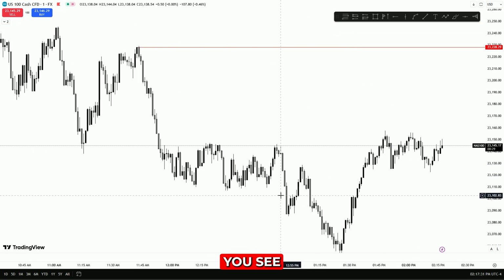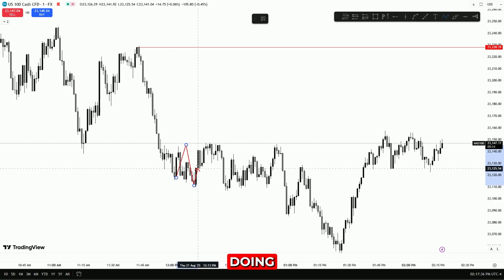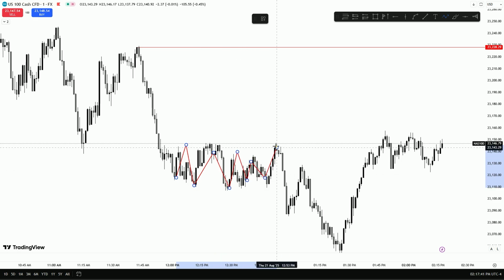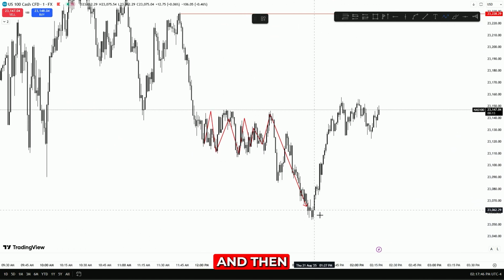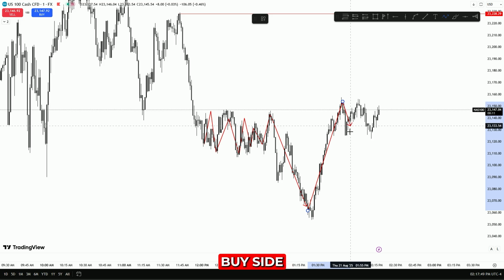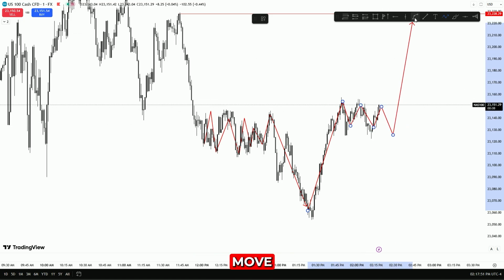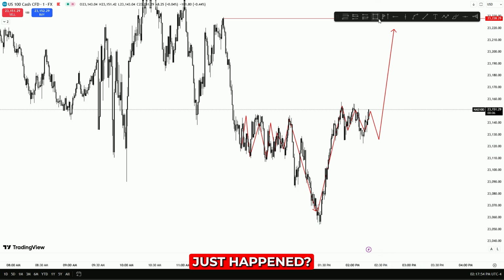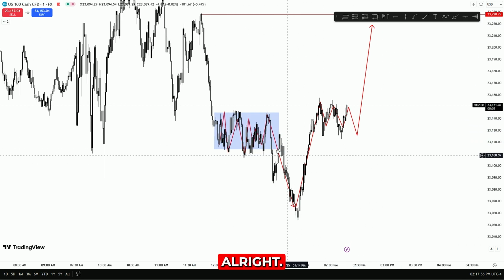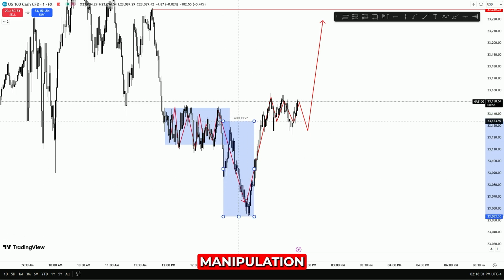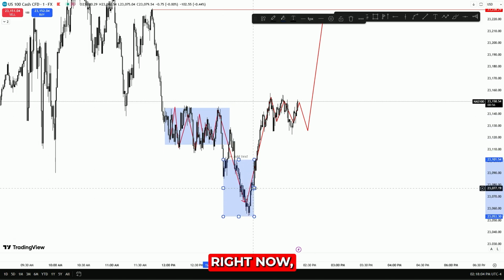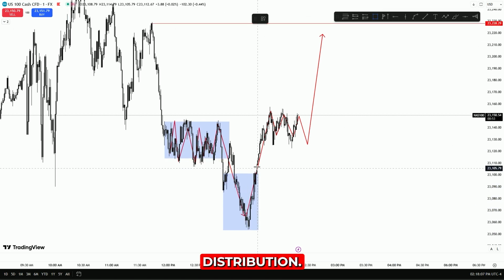So if you see over here what the market is doing, the market is moving in a simple range. Then you got a quick sell off, and then you got the quick buy side curve, and now you're gonna accumulate again, and you're gonna move toward the buy side. So what just happened? This is your accumulation area. All right, this is your manipulation. By the way, this whole leg is a manipulation leg, but we're gonna just take this, and now this is your distribution.